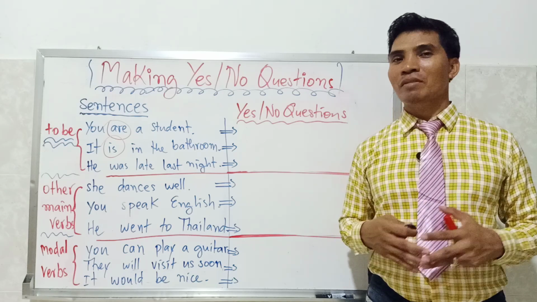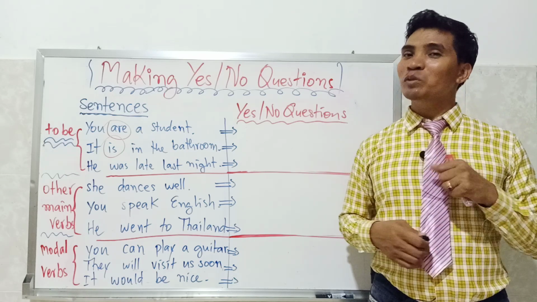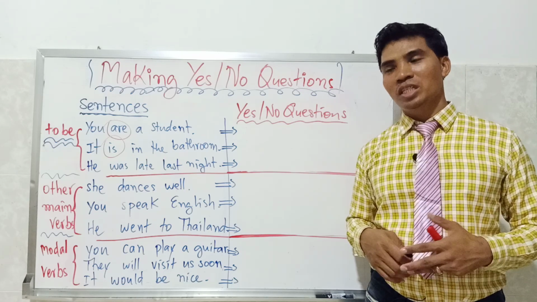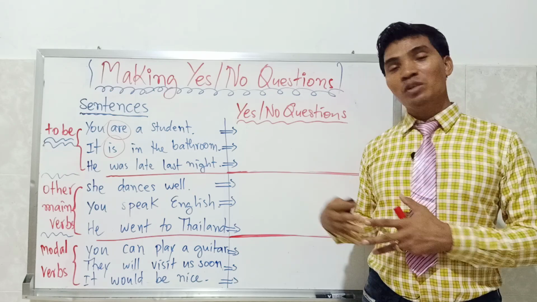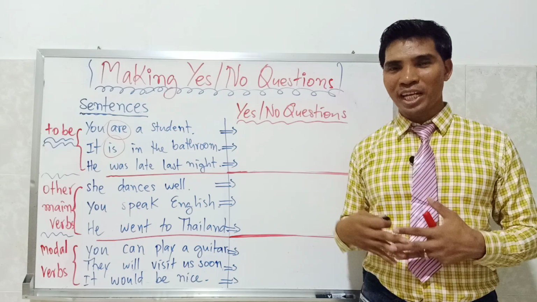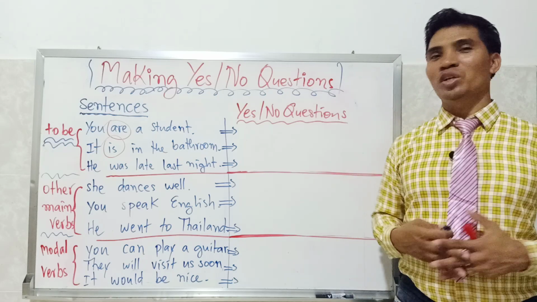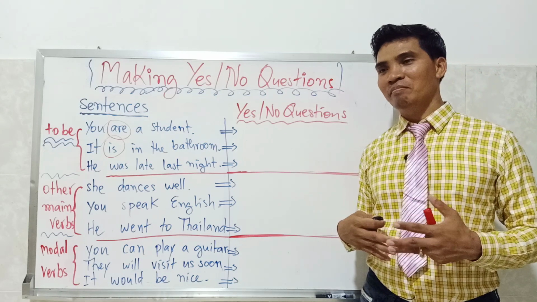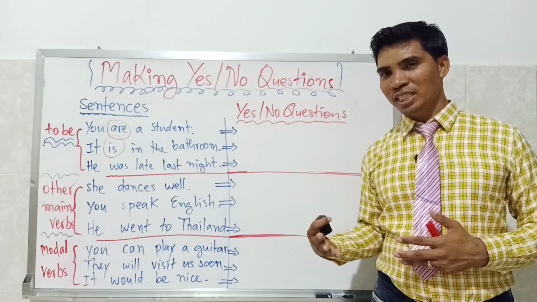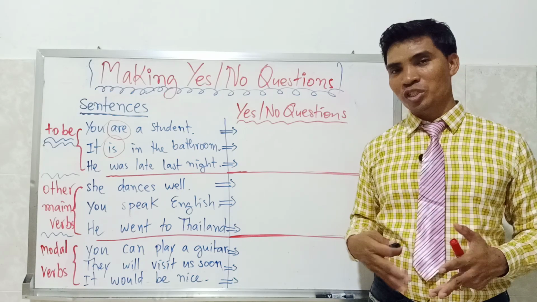Today's lesson, I am going to teach you how to make yes-no questions. As you know, we have two types of questions: WH questions and yes-no questions. WH questions are questions that start with a WH word like which, when, what, why, and how. Yes-no questions are questions that start with verb to be, helping verb, do, does, or did, auxiliary verb. So that is a yes-no question.